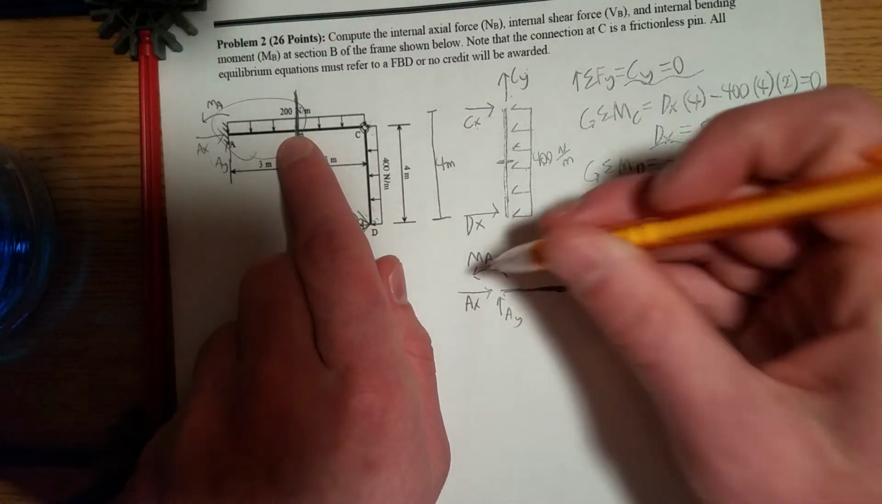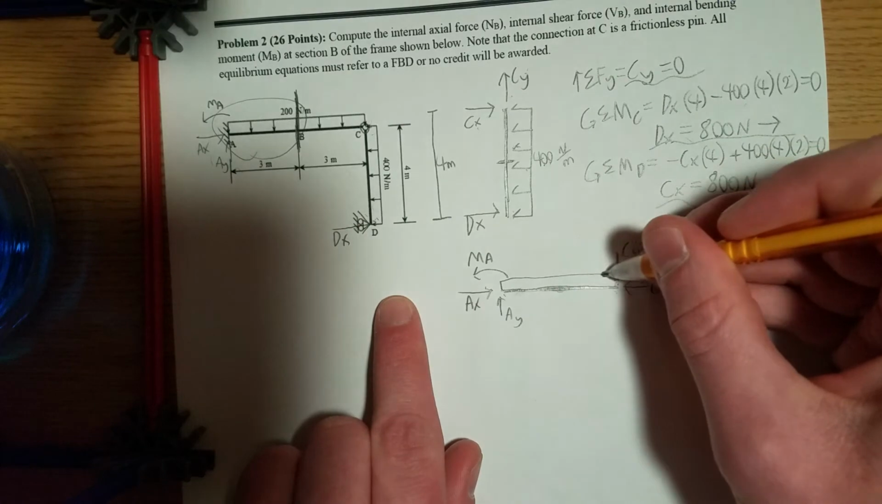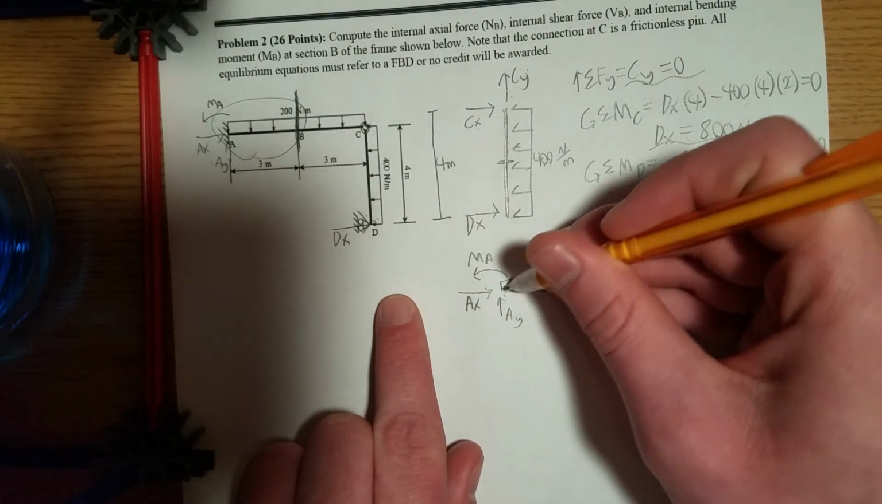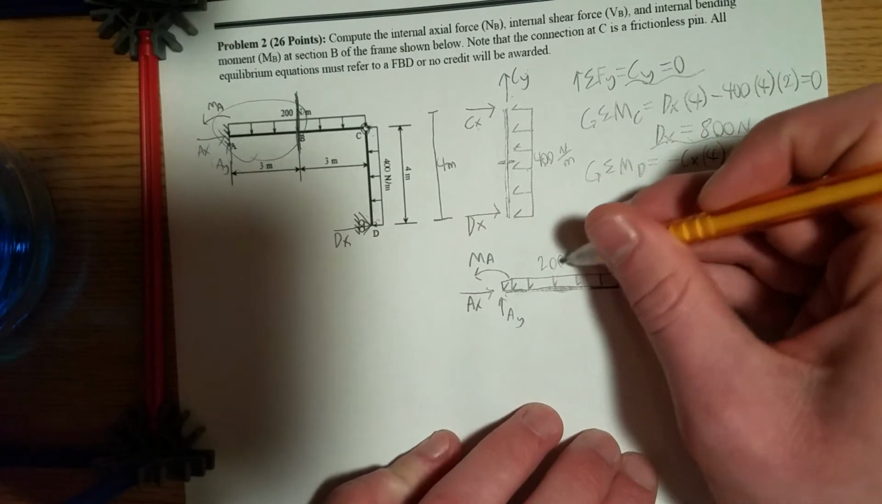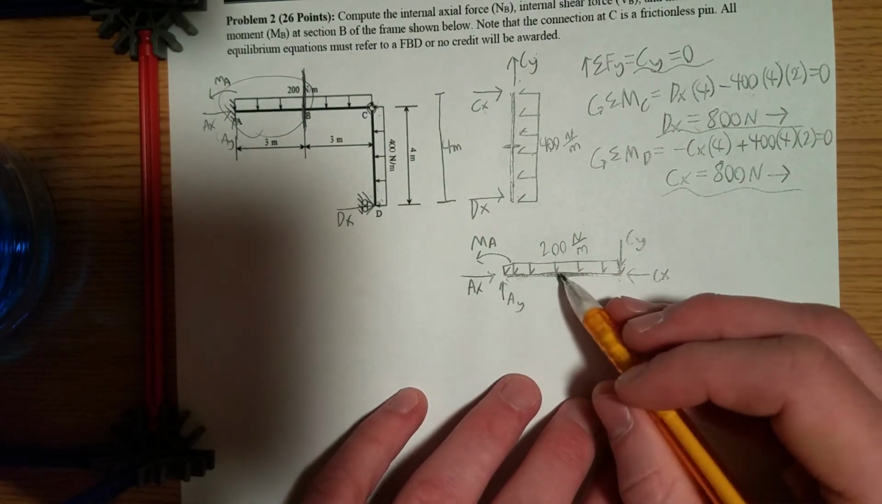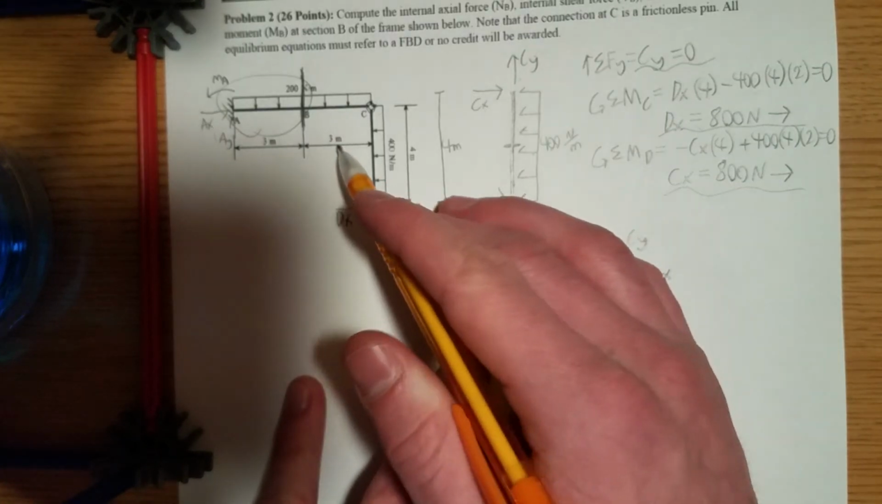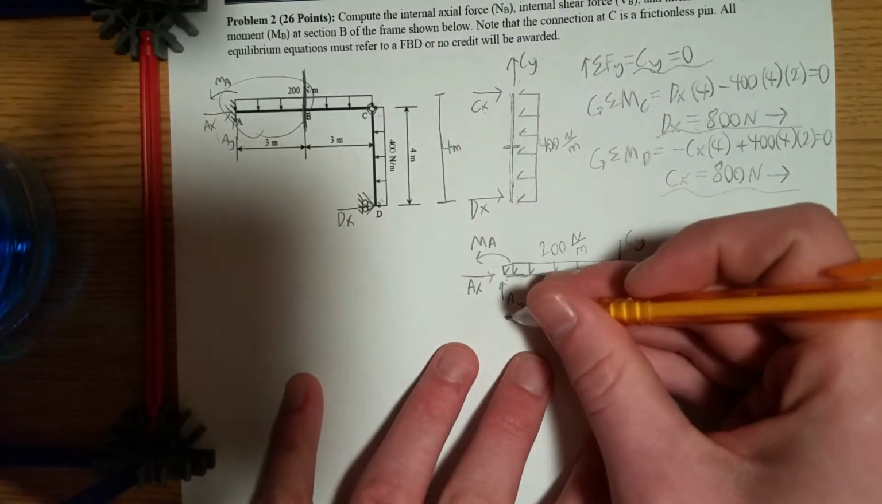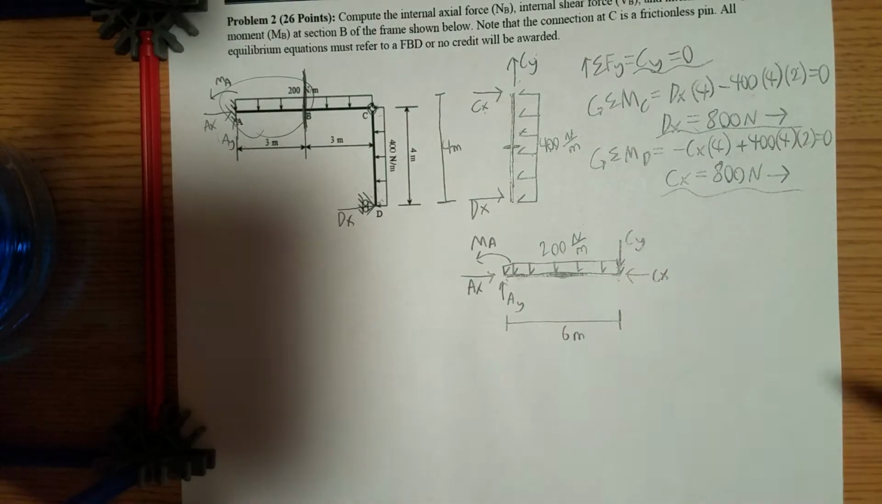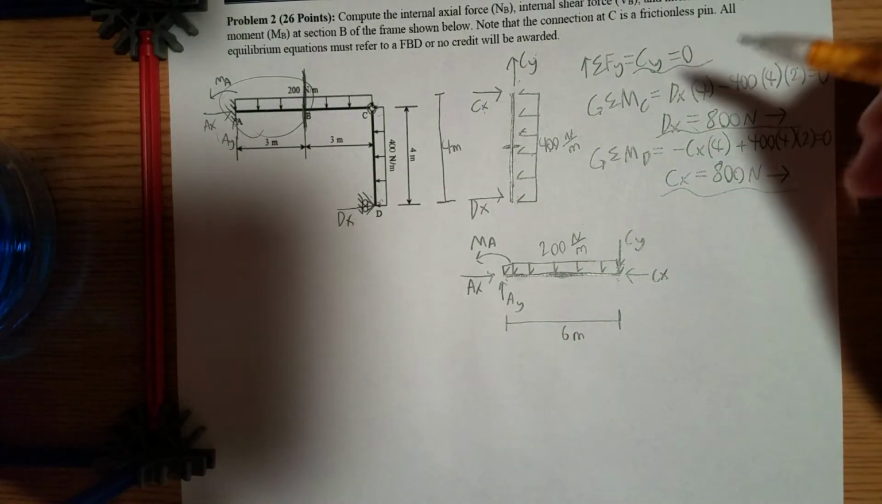Next, we're going to have our distributed load going across the whole beam. And it's going to be 200 newtons per meter. And then they give this as 3 meters and 3 meters across B, but right now we're just solving for the reaction forces in the whole thing. So I'm just going to say 6 meters across the whole thing. Make it a little easier.